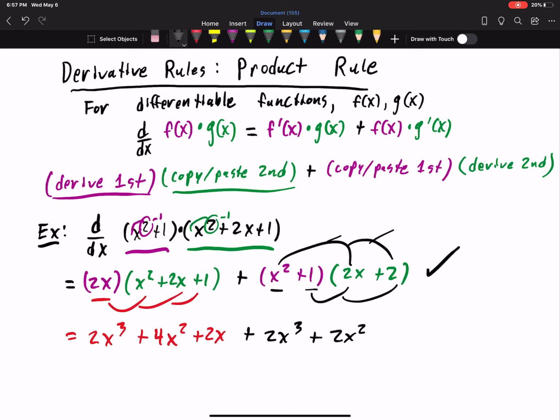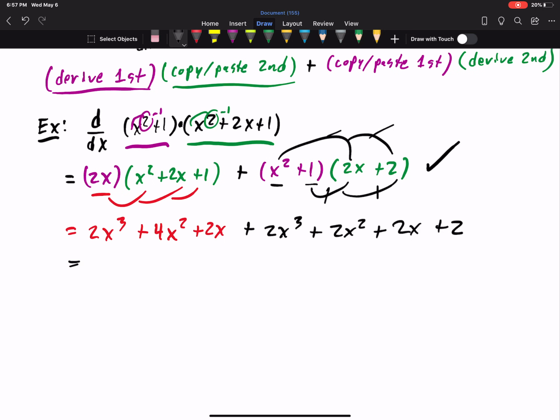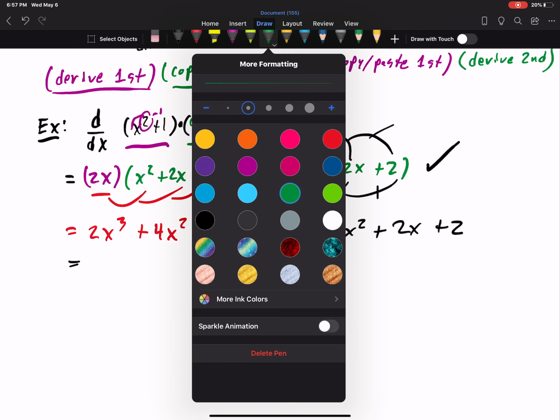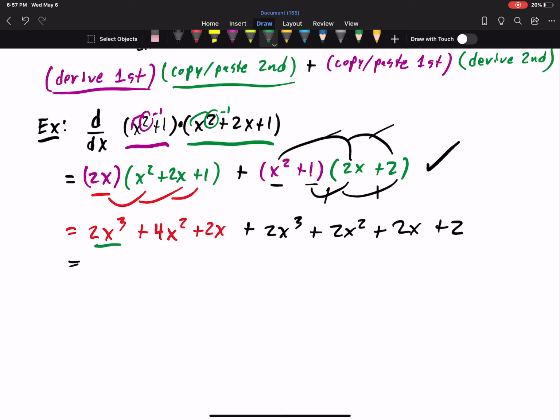Then we're going to add on 2x to handle that. And then we're going to handle this 1 times 2, so that's just 2. Combine like terms as much as possible. So here we have a 2x to the third and a 2x to the third, so that gives us 4x to the third, because there are 4 of those. Then we have this 4x squared and a 2x squared, so that gives us 6x squared. Then we have a 2x and a 2x, so that's just 4x. And then we have this plus 2. So now that is the fully FOILed simplified answer.